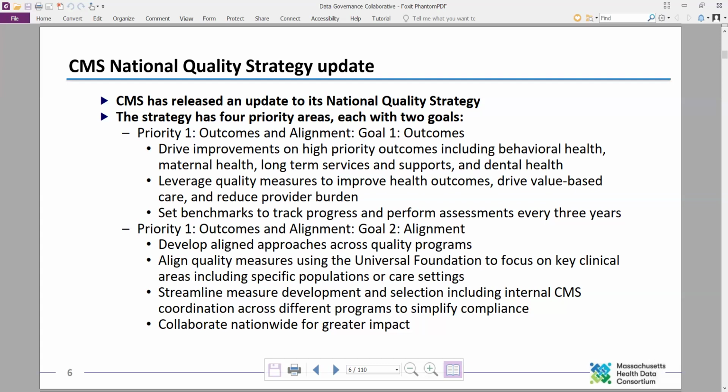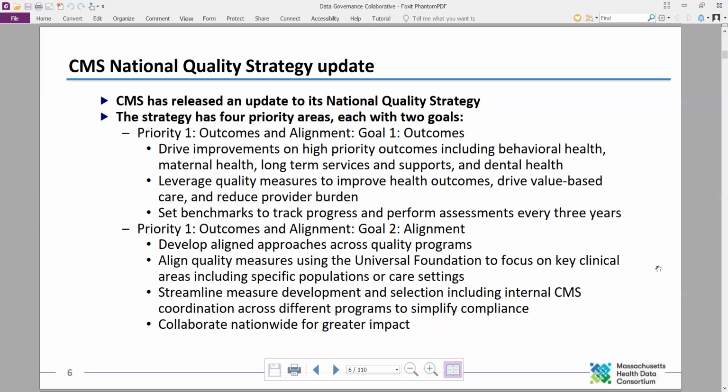It's a little bit of an interesting argument. I'm not disagreeing with it, but I still think it's interesting to point out at the top level. And then they're also looking to set benchmarks to track progress, and they do an assessment every 3 years against that benchmark to see how folks are doing. So that's the idea. Those are the goals under outcomes. Any questions there?